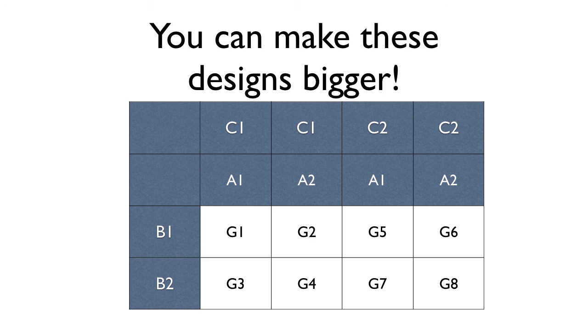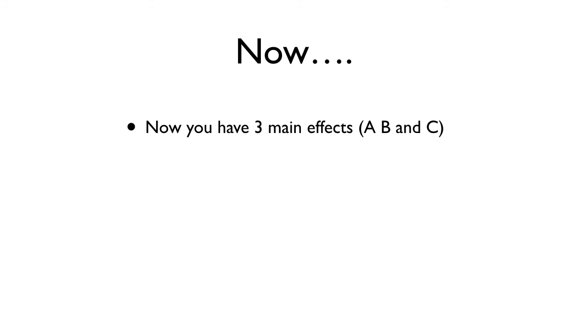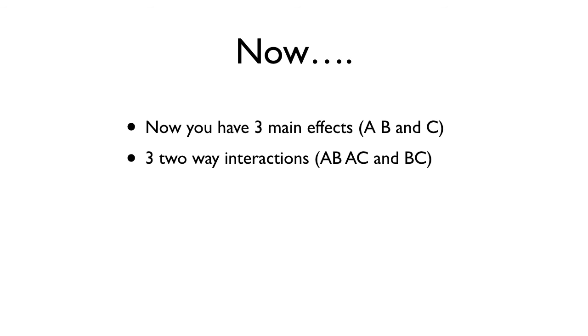What do we have here? We got A, B, C, G1, G2, G3, 4. So one group, 2, 3, 4, 5, 6, 7, 8. This is a 2 by 2 by 2. Okay? Interpreting these kinds of interactions can be difficult. So this is a 3-factor design. So now you have 3 main effects, alpha, beta, and gamma, or A, B, C. You have 3 two-way interactions, AB, AC, and BC, and you've got a 3-way interaction, ABC.